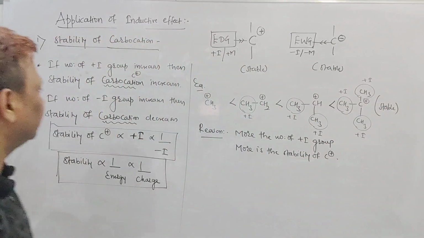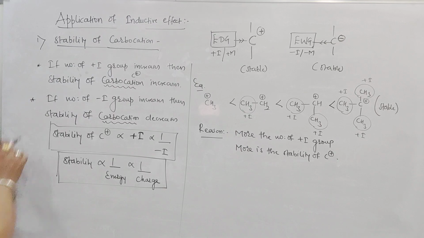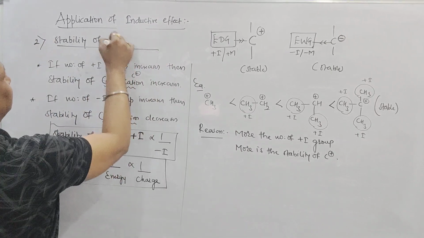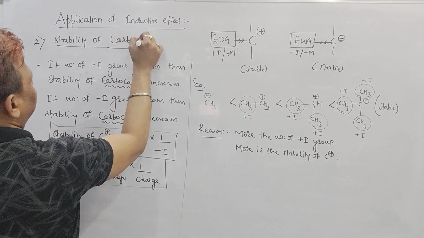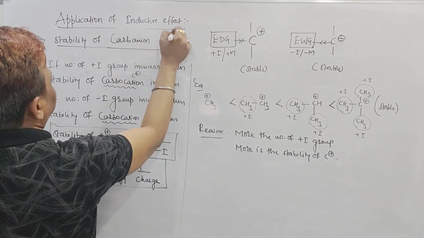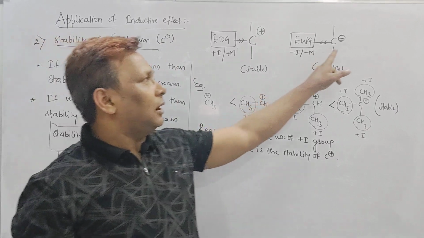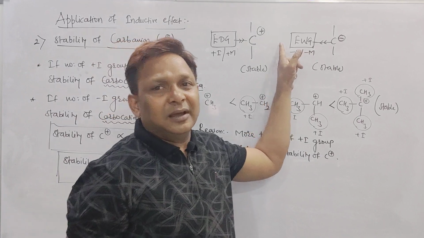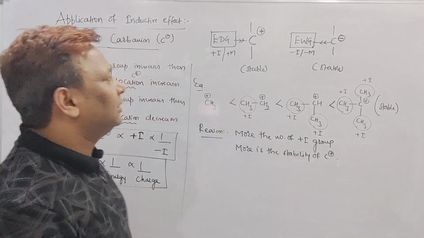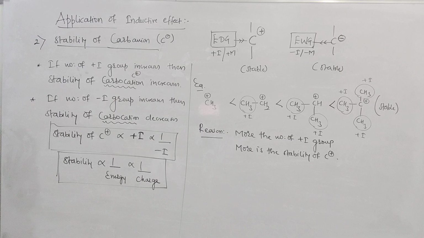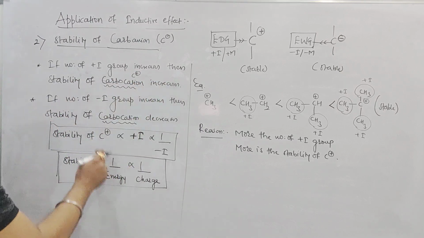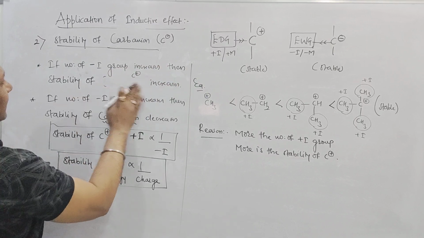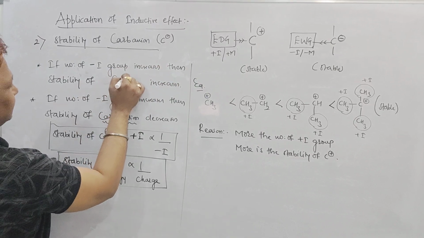Stability of carbanion. I'll write the second one now. Number 2. Stability of carbanion. Do you know carbanion means C negative charge, beta? I told you all the negatively charged species can be stabilized by electron withdrawing groups. What is that? Ha, beta, minus I or minus M is an electron withdrawing group. So now if the number of plus I groups increases, instead of that, if the number of minus I groups increases, then stability of carbanion increases.